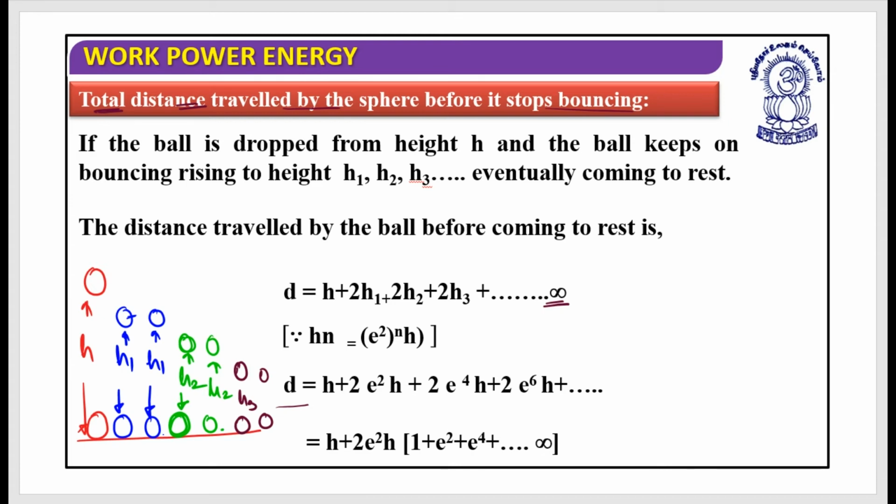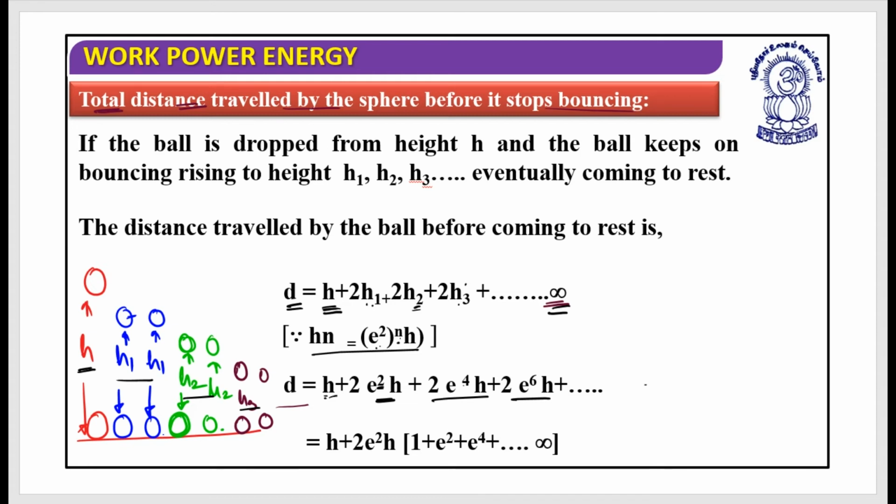So the total distance traveled by the object is: initially h, then 2h1, then 2h2, then 2h3, and this continues. We have the relation that hn equals e to the power 2n into h. So I can write d equals h plus 2 into h1, which is e to the power 2 into 1. For the second collision it's 2 into 2, which is 4, so 2 into e to the power 4 h. Next it's 2 into 3, so 2 into e to the power 6 h, and this continues.